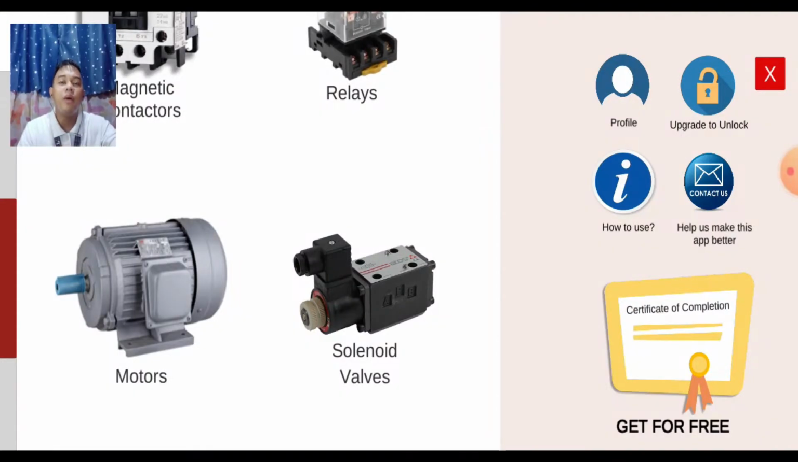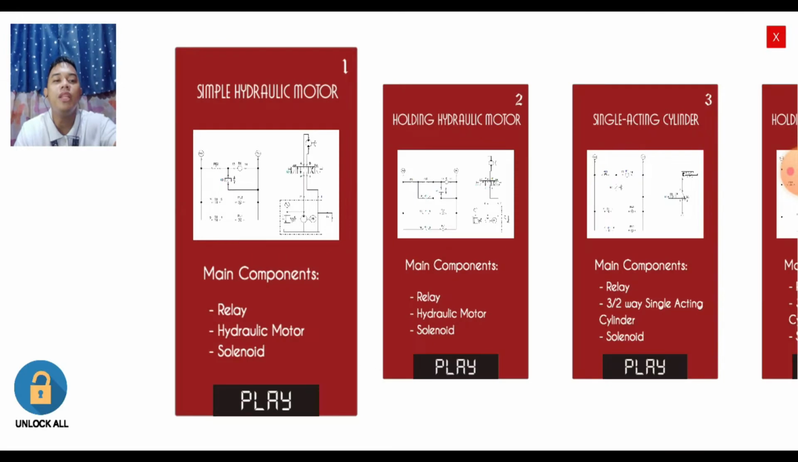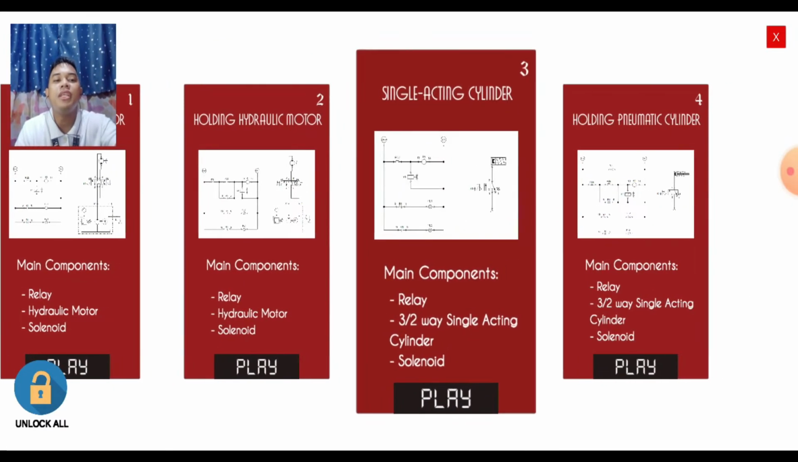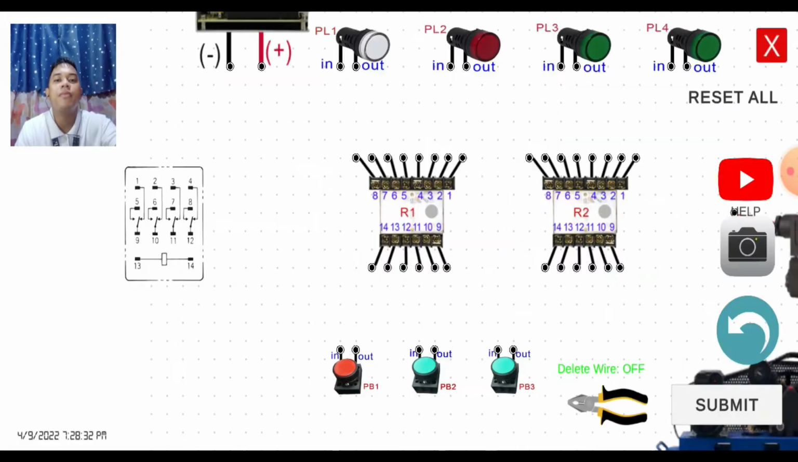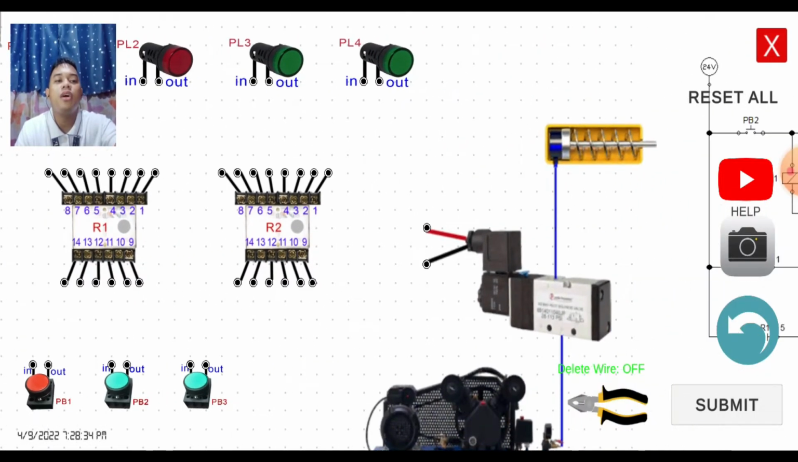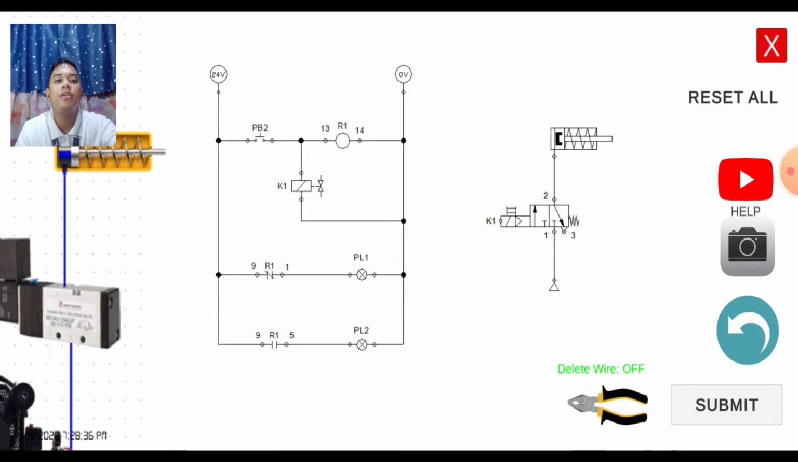Good day, everyone. For this video, we're going to perform lab activity number 9, or the third activity under solenoid valves. So, let's start. Click the solenoid valves module, then proceed to activity number 3, which is entitled single acting cylinder. Click play. So, let's proceed to the diagram here.